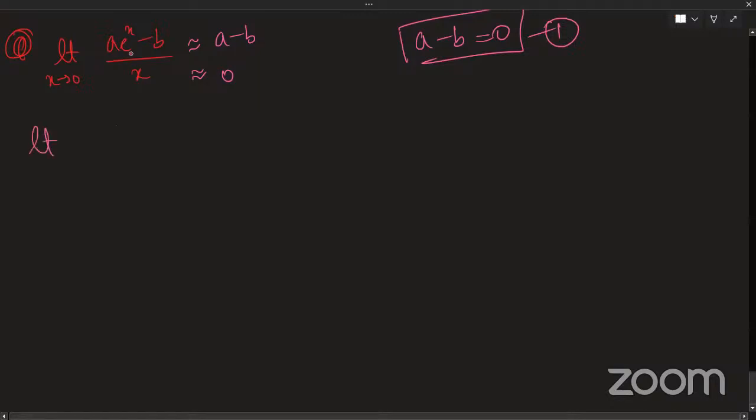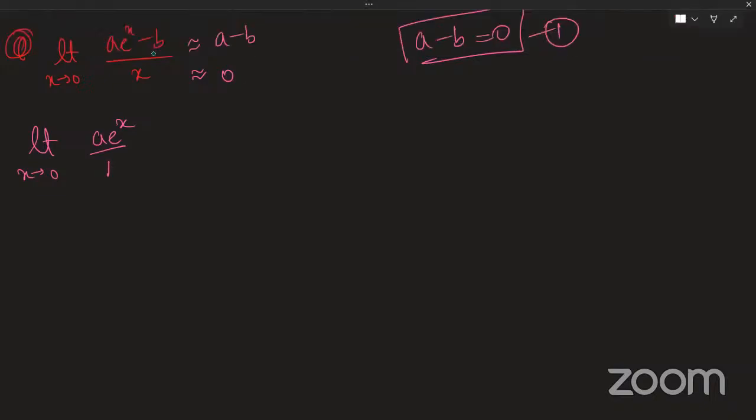If it is 0 by 0 form, should I go about differentiation? What is the derivative of a e raised to x? It is a into e raised to x only, right? Minus the derivative of b, which is 0, divided by the derivative of the denominator. What is the derivative of this thing? 1, sir.